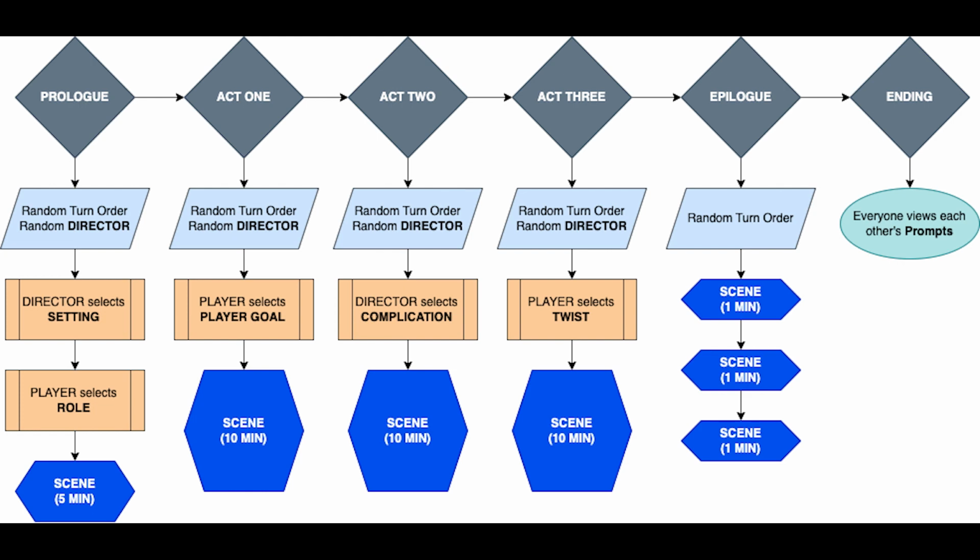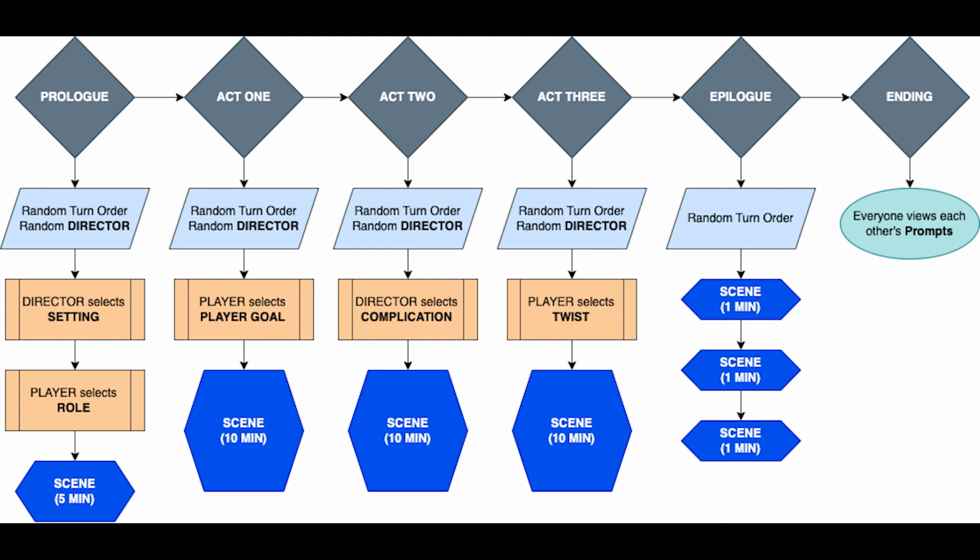As you can see, there are two selections that happen during the prologue. The director first selects a setting and the player selects a role. And then in Act 1, the player selects their own player goal, and the scene is also extended to 10 minutes. Then in Act 2, the director selects a complication for the entire group, again another 10-minute scene.